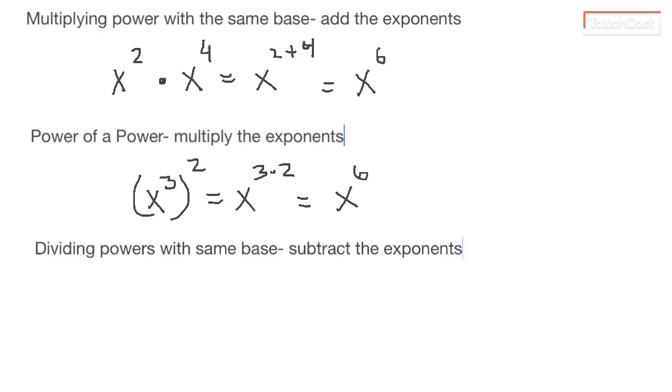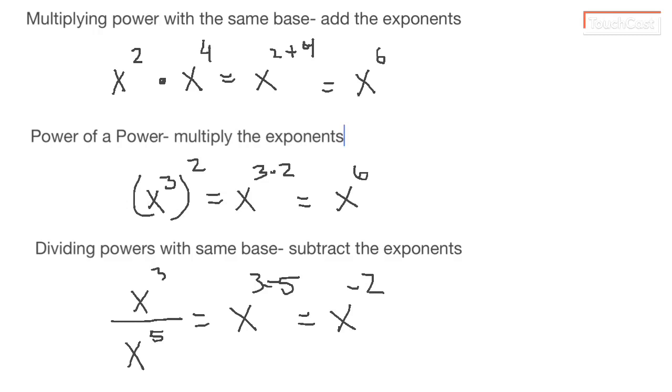So let's say we have x to the power of 3, and that's being divided by x to the power of 5. We're going to write that as x to the power of 3 minus 5, and 3 minus 5, that's negative 2, so we're going to have x to the negative 2 power. And then we would go and take care of the negative exponent, just like we learned in the previous examples.